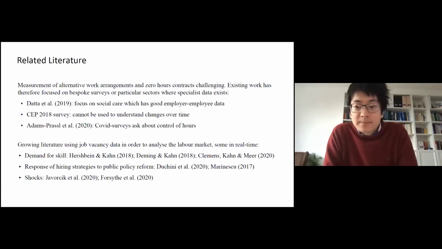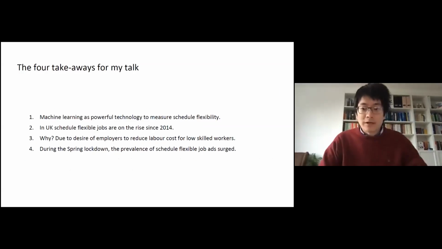Next slide, please. The four key takeaways from my talk. If you leave this call, I hope you remember four key takeaways. The first key takeaway is that as we're working with large corpuses of text, from Burning Glass, terabytes of job vacancies, machine learning, specifically natural language processing, can be very important to improve the measures that we derive from the job ads. The second key takeaway is that with our new machine learning derived measures for schedule flexibility, we can point to a strong rise in their prevalence since 2014, when our data series started.